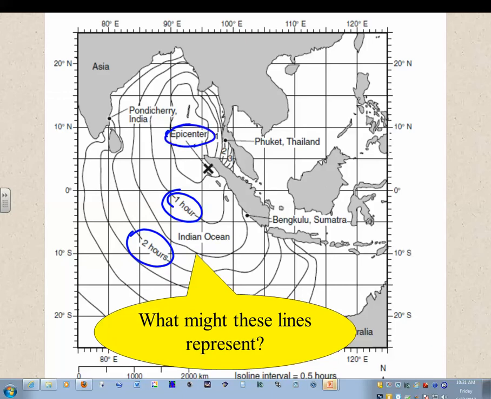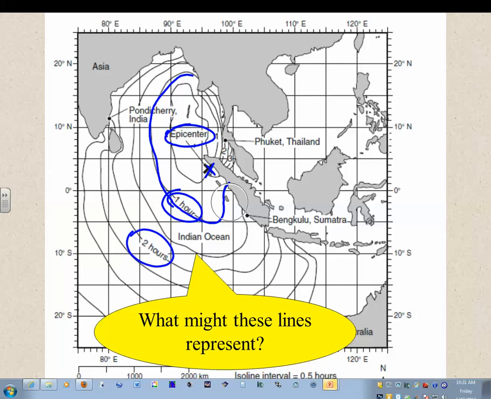Some of you might recognize that word having to do with earthquakes. Well, these aren't earthquake waves. These are actually ocean waves. This is a map of a tsunami that occurred in 2004, I believe it was, right after Christmas. And these show how long it took for the tsunami waves to travel away from the epicenter.